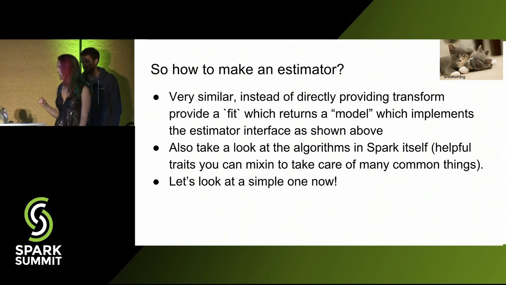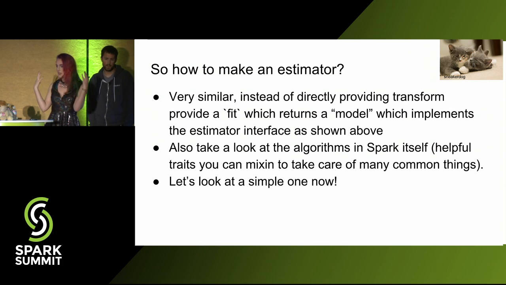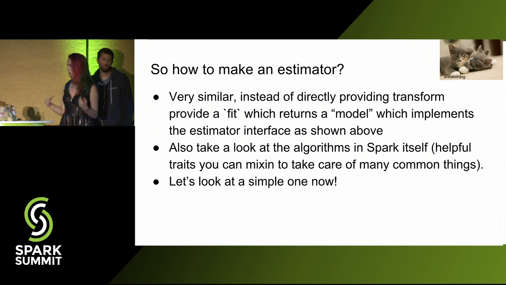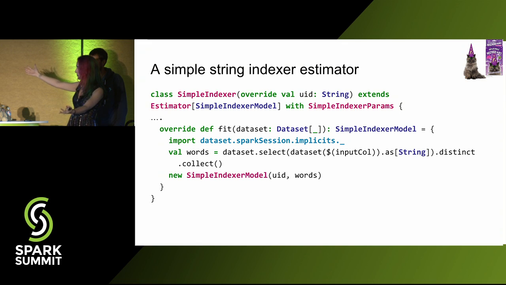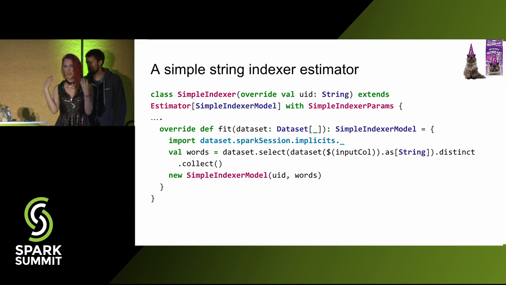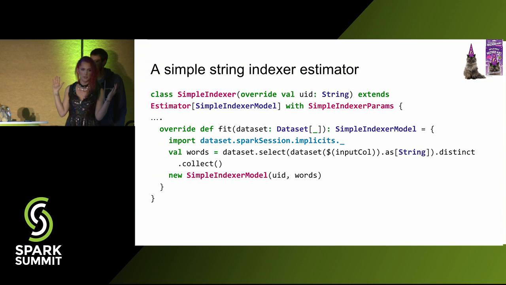And that'll be fun. So estimators are pretty much the same as Seth said. They have this fit method, and they give us back a model. And our model is a transformer. So the string index estimator is really easy. We have this fit function, and our fit function here picks out all of the distinct words and creates a simple string indexer model.